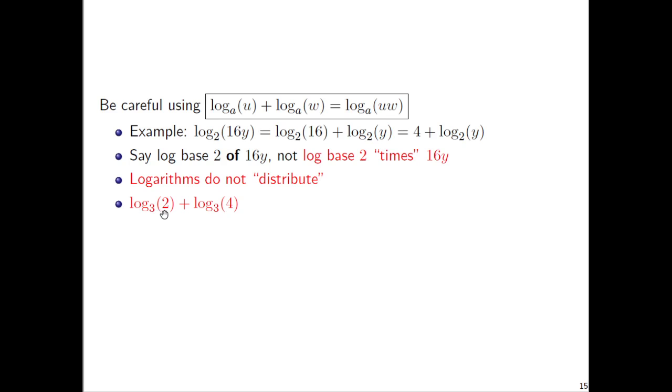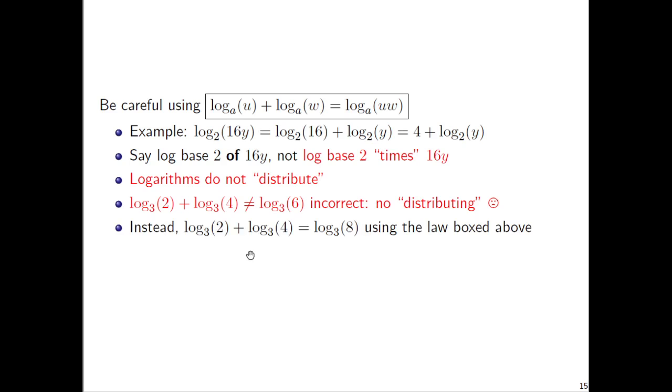People will see log base 3 of 2 plus log base 3 of 4, and people will turn this into log base 3 of 2 plus 4, or in other words, log base 3 of 6. But that's not correct. There's no distributing or factoring, I guess, that should be going on. Instead, log base 3 of 2 plus log base 3 of 4, following what's up here in the box, a is 3, u is 2, a is again 3, and then w is 4, we'll get log base a of 2 times 4. In other words, we'll get log base 3 of 8. Not log base 3 of 6. So we've got to use this formula here.